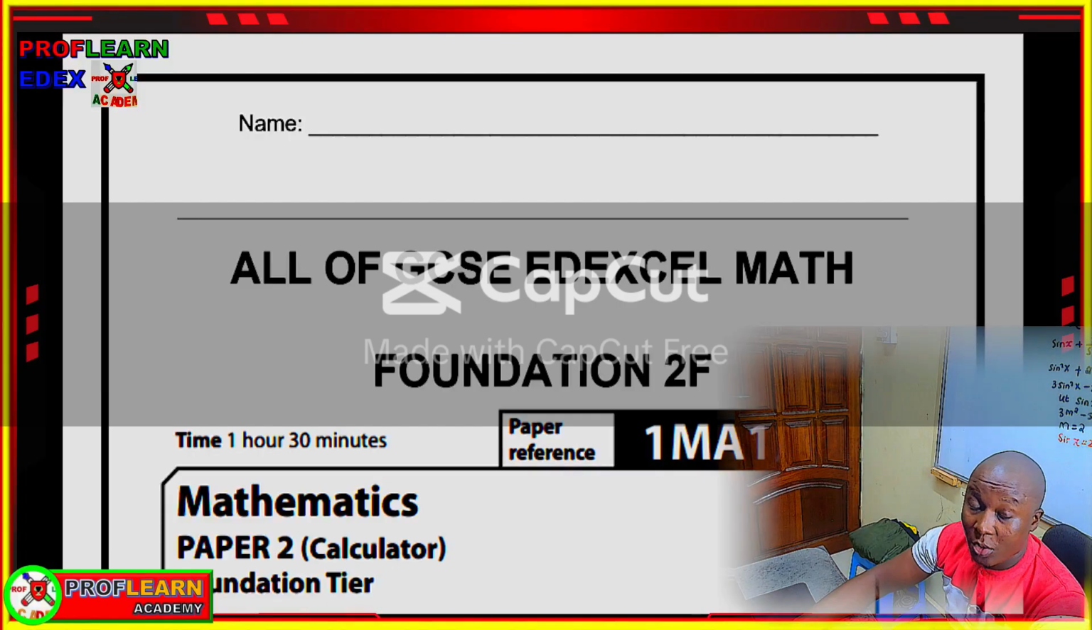In this particular tutorial, we are going to have a discussion on the most important topics that you should prepare as far as the foundation paper is concerned, and we are going to have detailed, step-by-step discussions on how you are going to approach most of the questions that are tested in this paper.